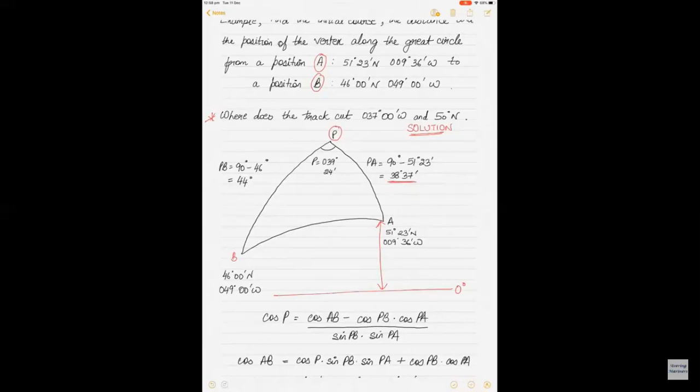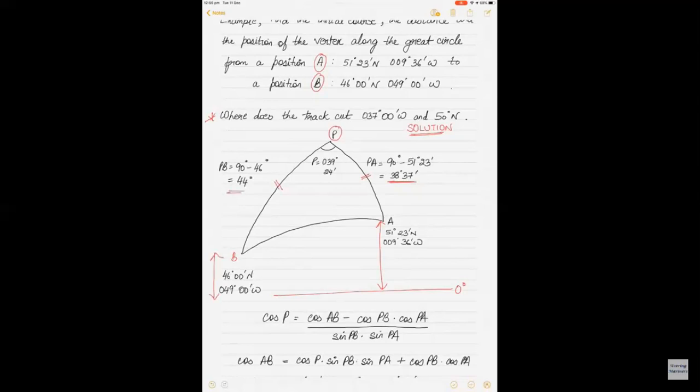The second one is B. B is located about 46 degrees from the equator. So PB would be 90 minus 46, equal to 44 degrees. The distance between the pole and B, PB, would be 90 minus 46, which is 44 degrees.